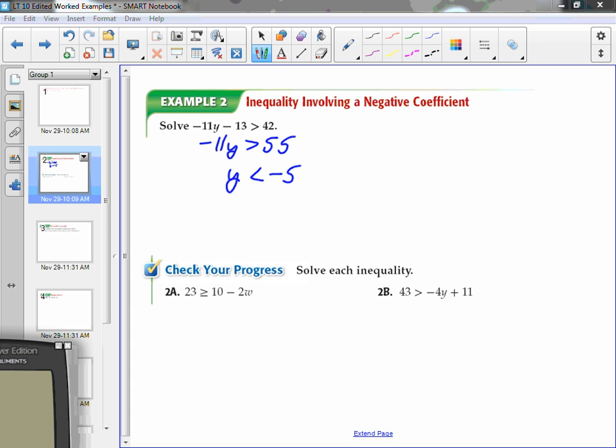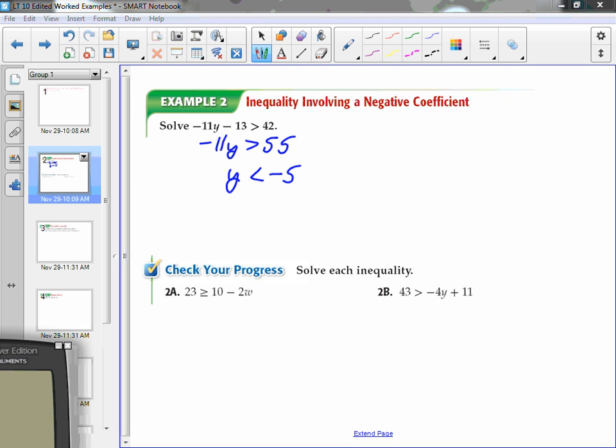Okay? Just like when an equation, if we got y equals negative 5, we'd say, hey, if I replace y with negative 5, I get a true statement. Now we're saying replace y with any number that's less than negative 5. We get a true statement.